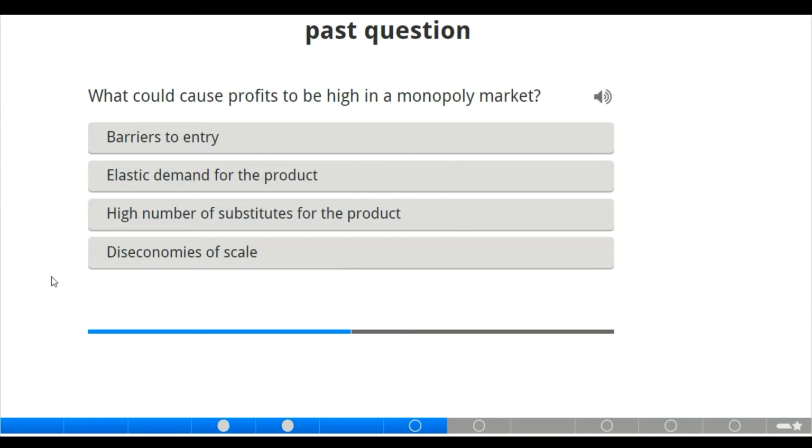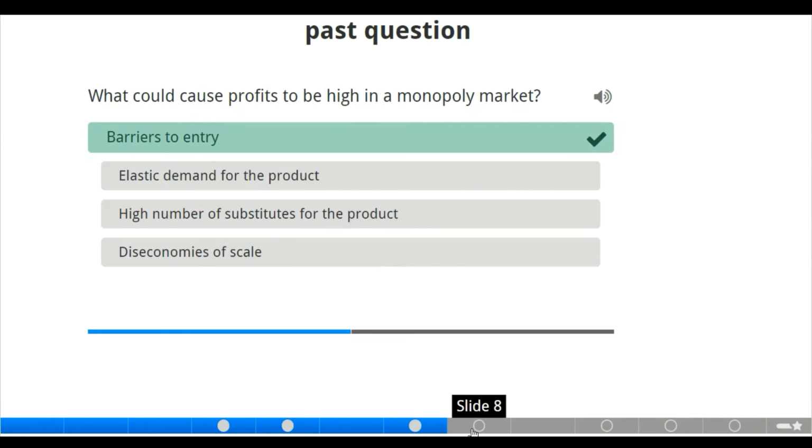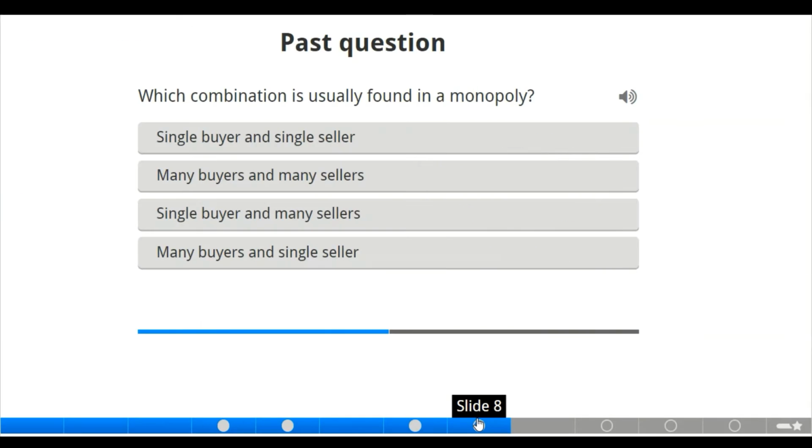What do you think will cause profit to be high in a monopoly market? According to what we just discussed, what do you think can cause profit to be high in a monopoly market? A. Barriers to entry, elastic demand for the product, high numbers of substitutes for the product, or diseconomies of scale. Of course, it is barriers to entry. We are good to go now. We move to the next slide.